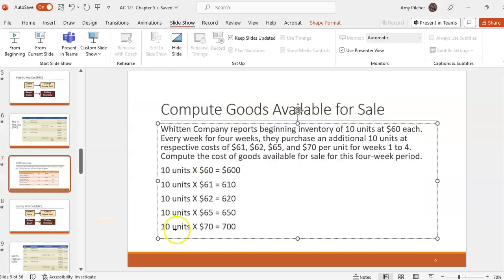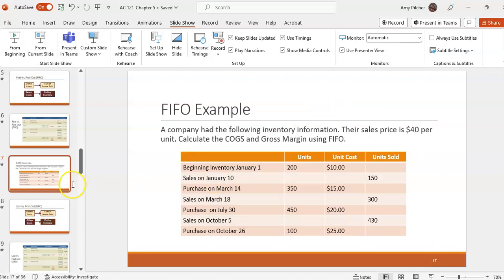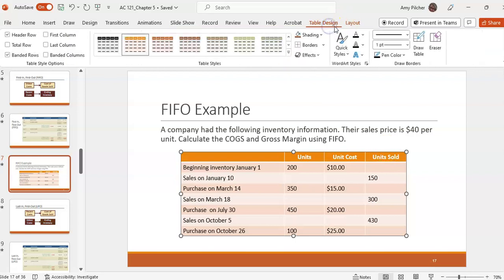Okay, so we have this information here, and I'm going to escape out again so I can write on that.